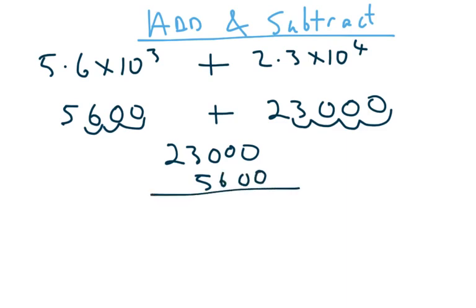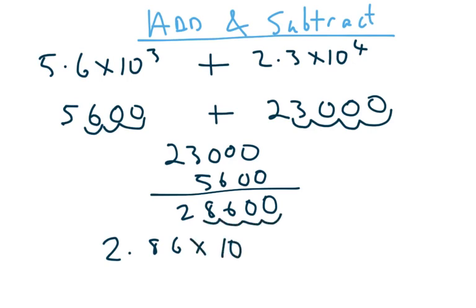So I add these up together, 23,000 and 5,600. Oops, that's very messy, isn't it? Anyway, 28,600. And then I might want to convert that back into standard form again. So it's going to be 2.86 times 10 to the power of once, twice, 3, 4. 10 to the power of 4.